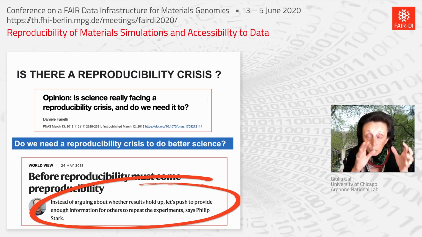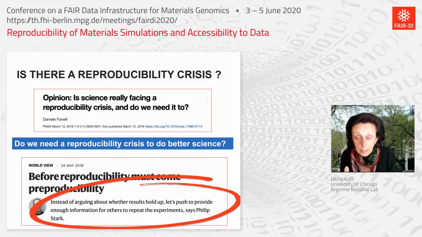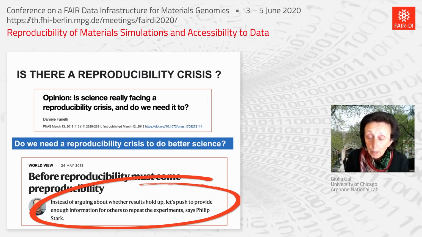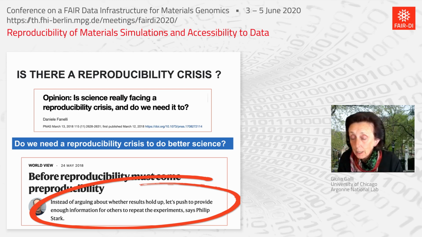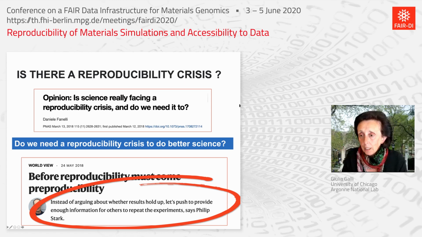we have to focus on pre-producibility. Instead of arguing about whether results hold up, let's push the community, our own students, our own postdocs, to provide enough information for others to repeat our calculations and experiments and to make data available out there.